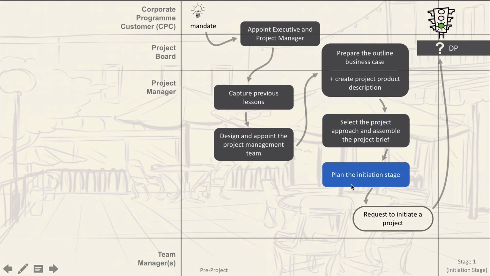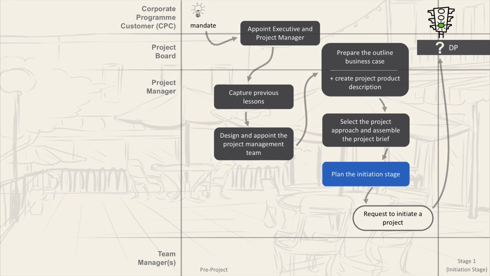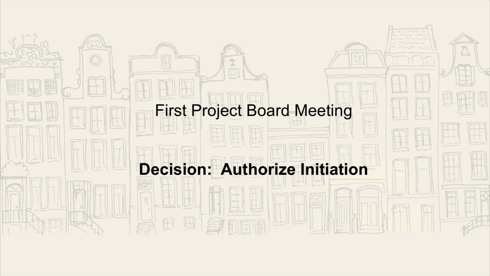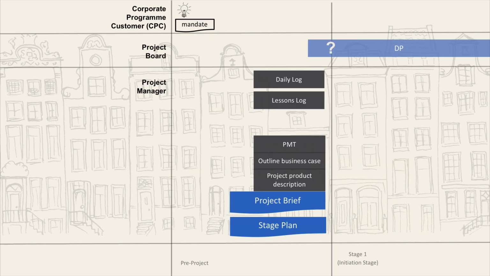After that, the next step is to request to initiate a project. So after we plan the initiation stage, the next thing the project manager does is to request to initiate a project. So here they request to the project board to ask them, can we continue with the project or not? And this is where the project board decide, is it a go or no go decision? So the people from the project board will come together, and this will be their first meeting, and they review the following information from the starting up a project process.